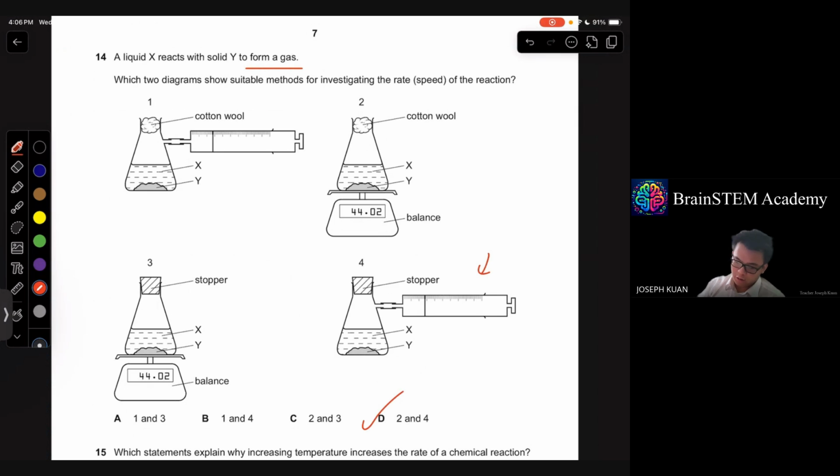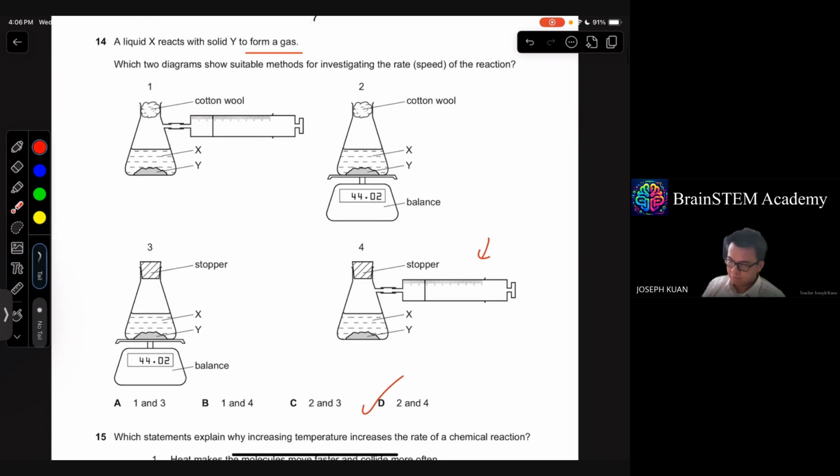D for donkey. This is not viable because some gas will escape, leading to inaccurate results if we were to record a volume. Number 3, we didn't even allow the gas to escape because we placed a stopper, so we can't really see any changes in our masses. So the best answer is 2 and 4, as this one allows gas to escape and this one allows you to collect the gas volume.